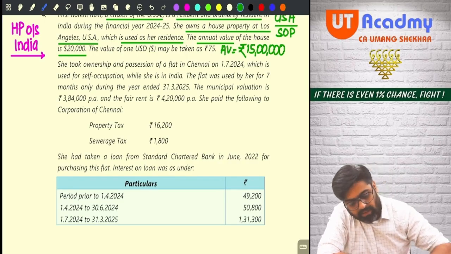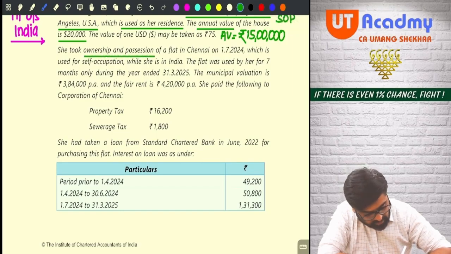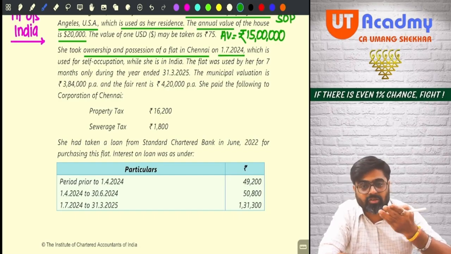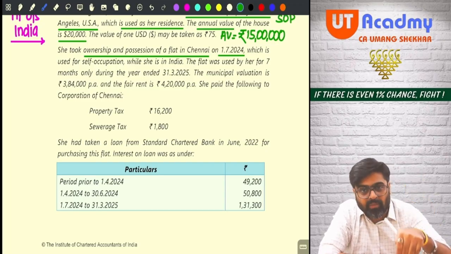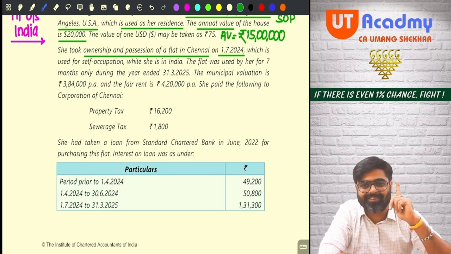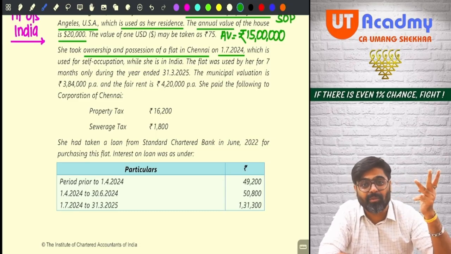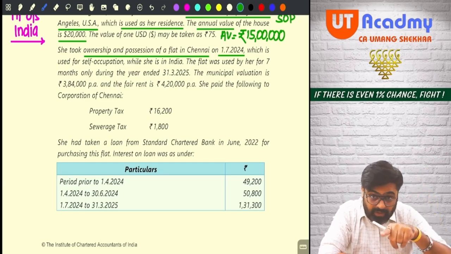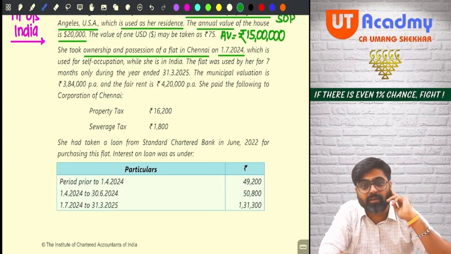Now if you will see, she took ownership and possession of the flat in Chennai. Ownership and possession of a flat in Chennai came on 1st July 24. Meaning that this Chennai flat, she is owning for the first time in my previous year. And the ownership period is only 9 months. So the expected rent will be only for 9 months. Principal value, fair rent, standard rent, everything will be for 9 months. If the property is actually let out, then the let out period maximum will be 9 months.